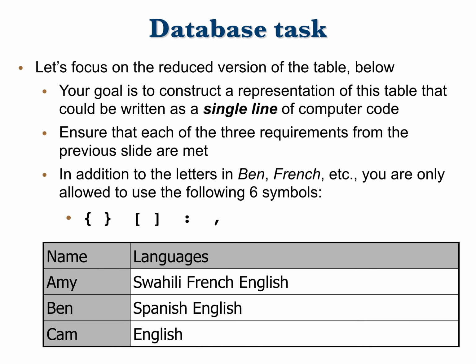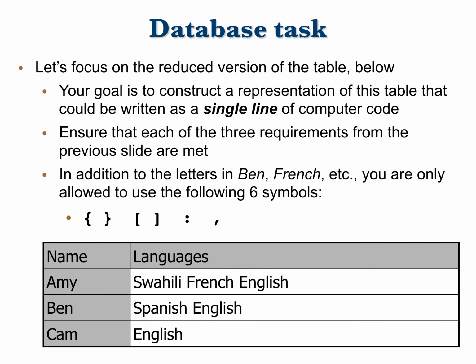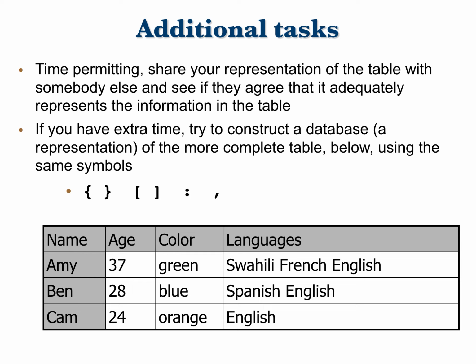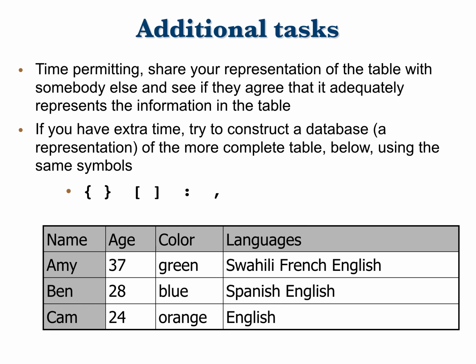If you find that easy and you get through rather quickly, the first thing to do is to share your one-line description of this entire table with a colleague and have them agree that it adequately represents the information in the table. Or have them point and say, wait a minute, this isn't right because keys need to be associated with multiple values and you haven't done that. Or you need to somehow illustrate it's a single self-contained table or database and you haven't done that. So have a colleague critique your work.